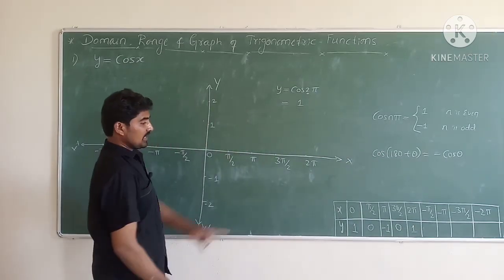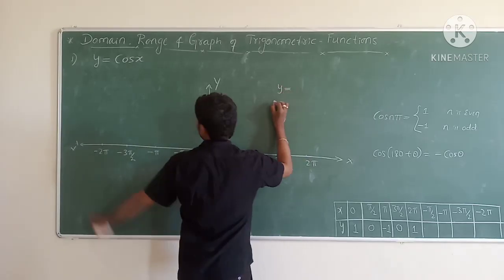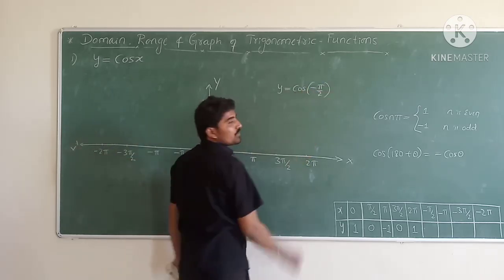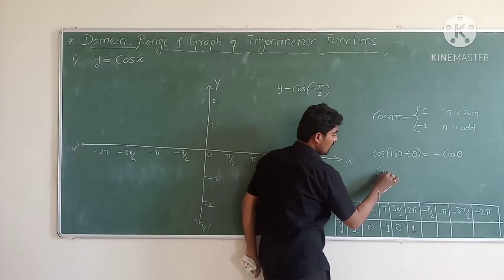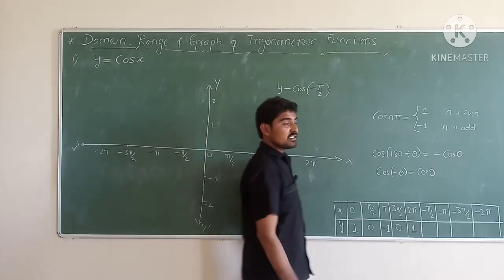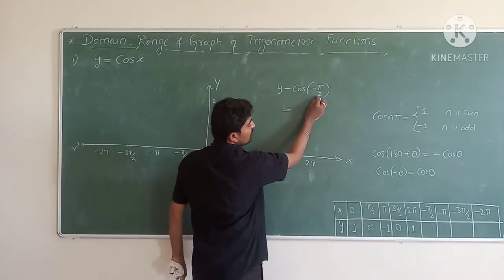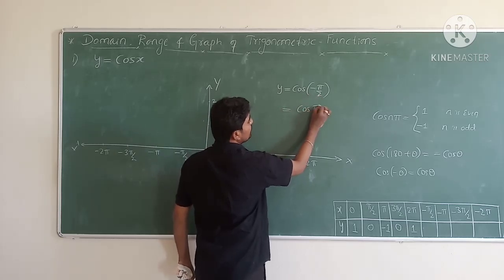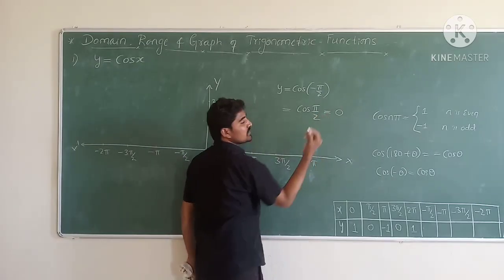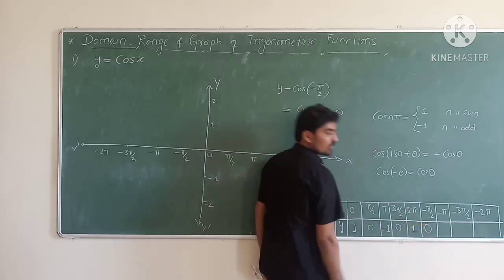And next, when x is equal to minus pi by 2, the value of y is equal to cos of minus pi by 2. And we know that cos of minus theta is equal to cos theta. We discussed the conditions of negative angles. So cos of minus pi by 2 is equal to what? Cos pi by 2, theta value is pi by 2. And we know that the value of cos pi by 2 is equal to 0. So when x is equal to minus pi by 2, the value of y is 0.